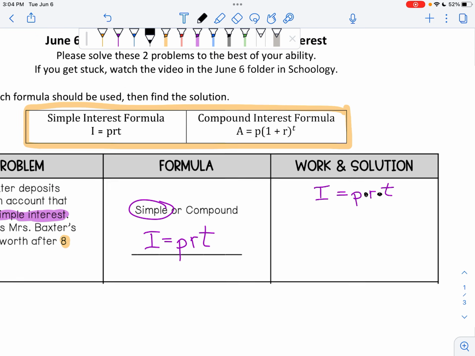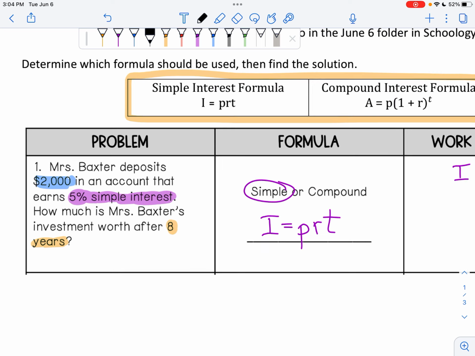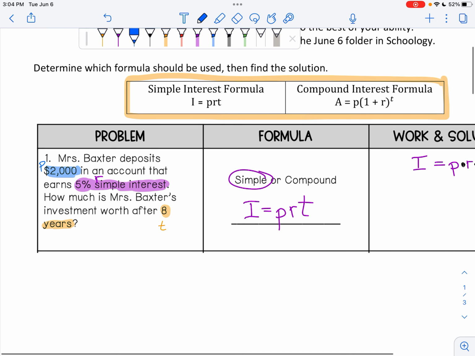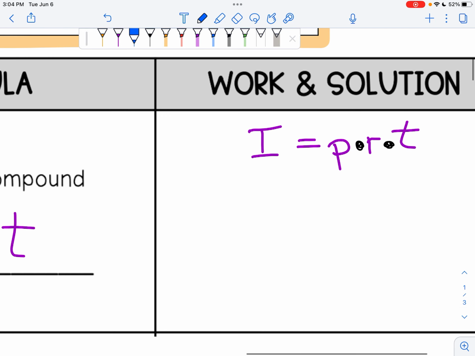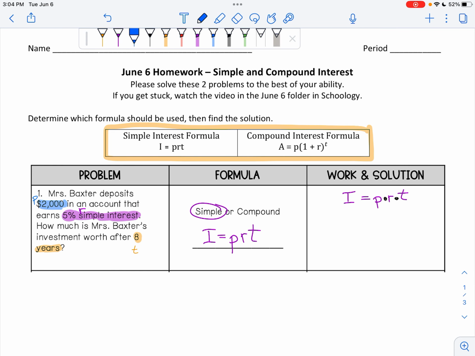And you might remember from class that we put in the times. So now you need to go back and you need to plug those in. I'm going to help you out a little bit. 8 years is the T. 5% is the R, which means 2,000 is the P. So you need to plug those numbers into the formula, right, and write equals so we can figure out how much interest she gets and how much her investment is now worth.